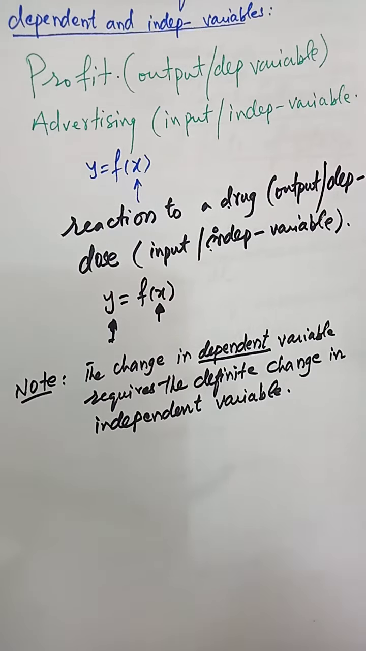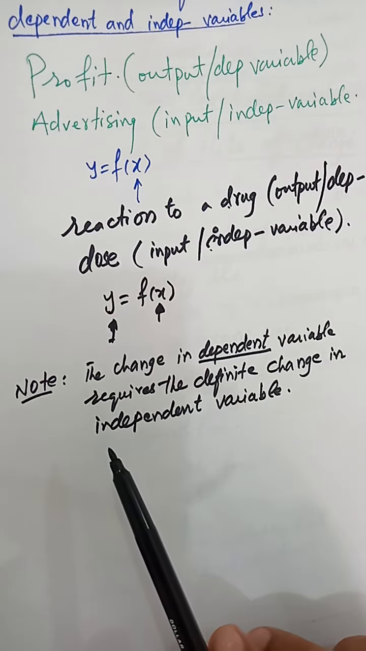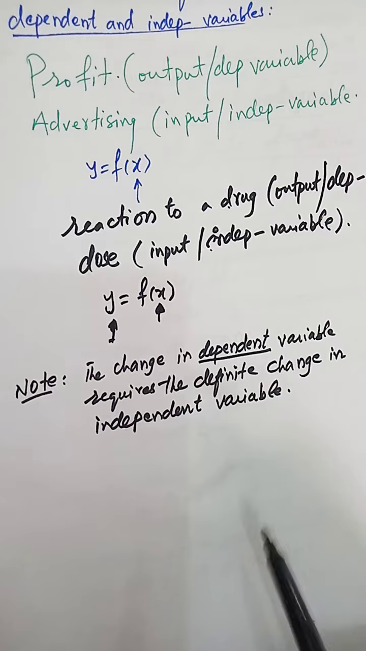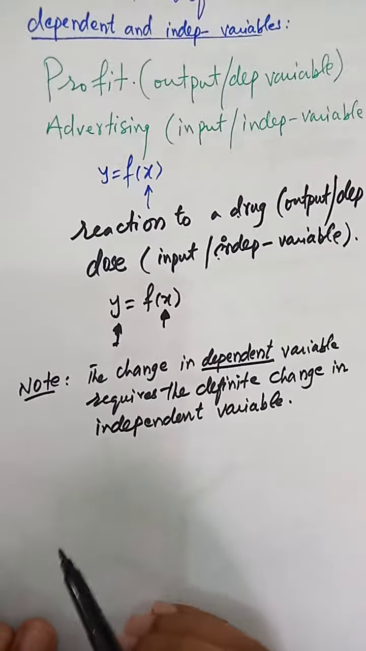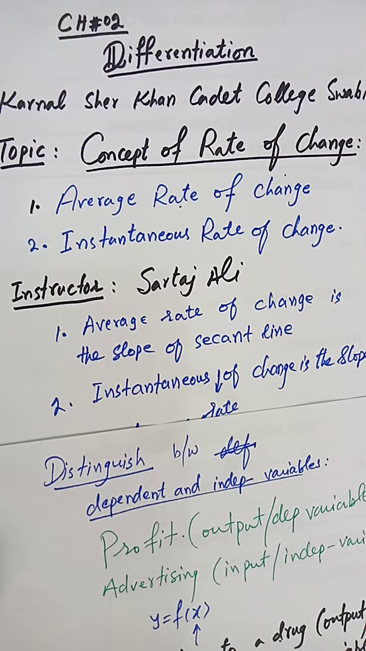Now, that is the difference between the dependent and independent variable. The important point here is that if you want to bring a change in your dependent variable, you will change your independent variable. You must remember this point, because on the basis of this point, which you write in your notes, we will define the derivative. Okay, the concept of the average rate of change. So first of all we are discussing the average rate of change.